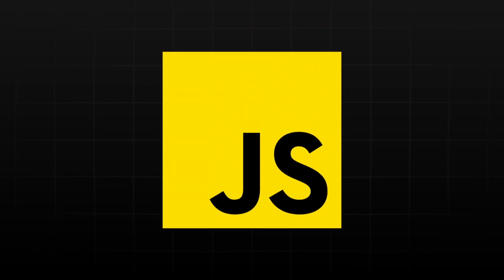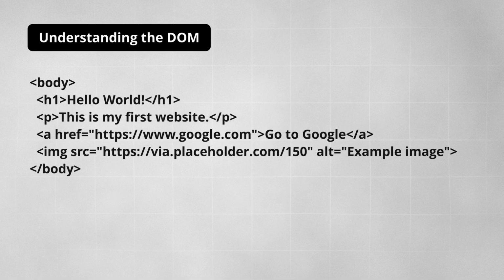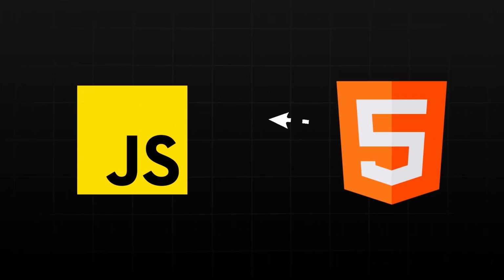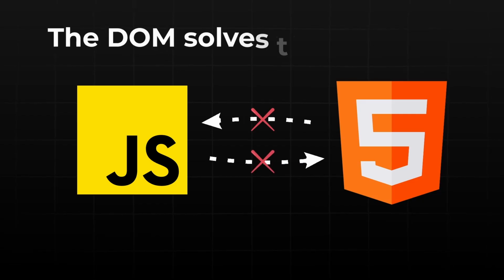To understand how JavaScript works on the web, we first need to understand the DOM. When you write HTML code, it looks something like this, but JavaScript doesn't understand HTML directly. It's like HTML speaks German, while JavaScript only speaks English. So how can JavaScript interact with HTML code? The answer is the DOM.